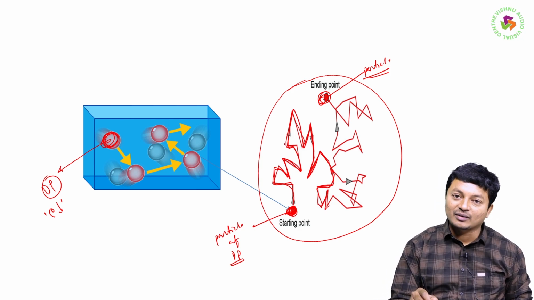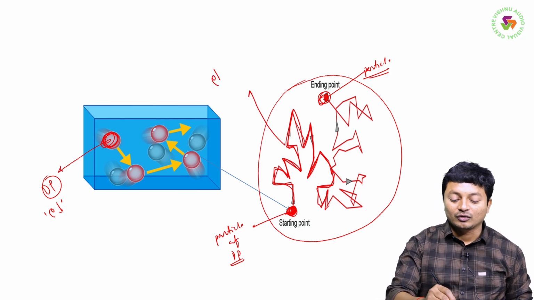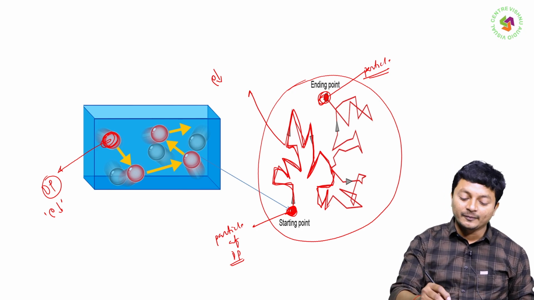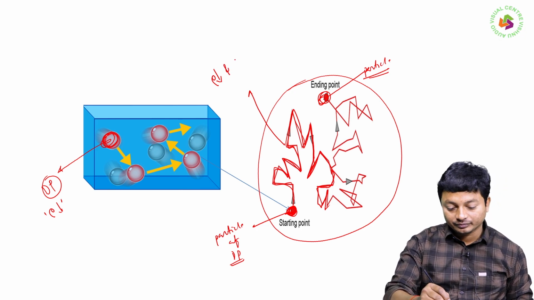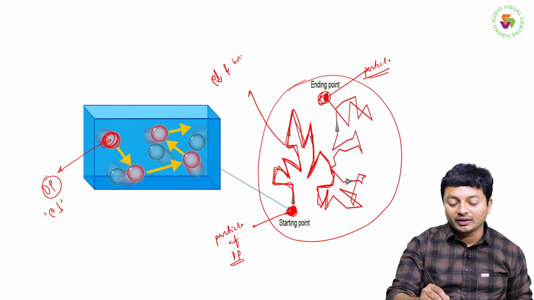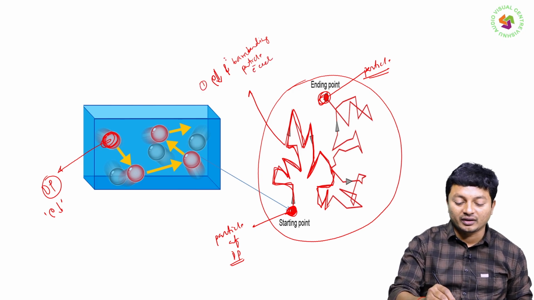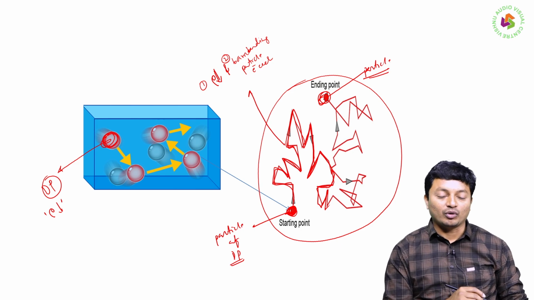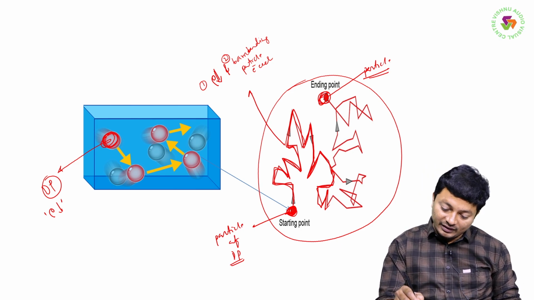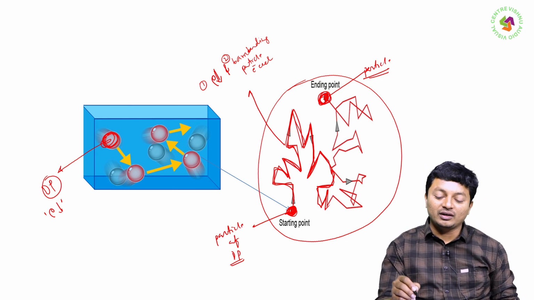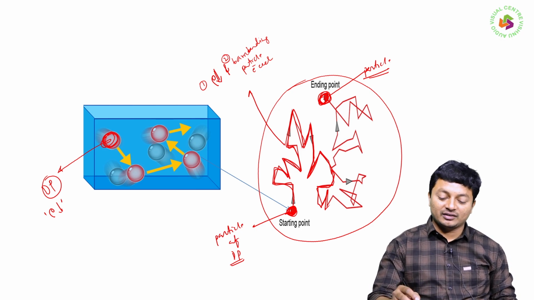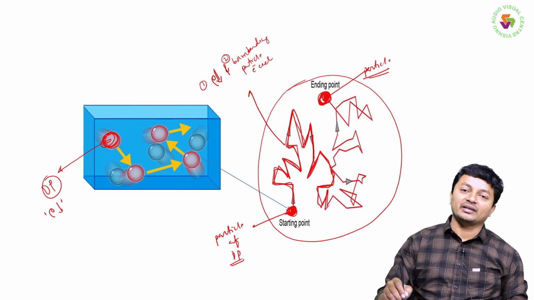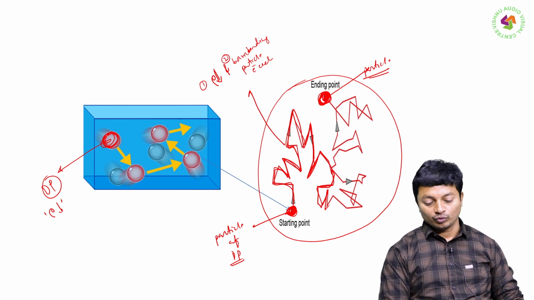This zigzag movement happens because of the low density of the particle and the bombarding of the particles with each other. These are the two main reasons of the Brownian movement. And at the end point, you can see the particle has gone somewhere else. So this movement is considered as Brownian movement.